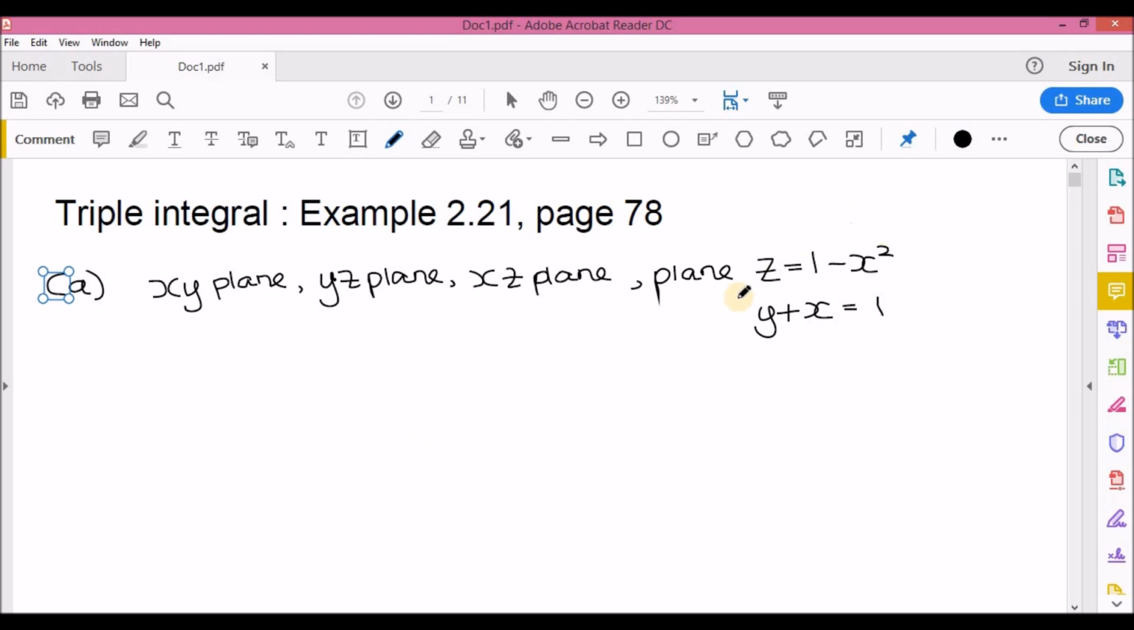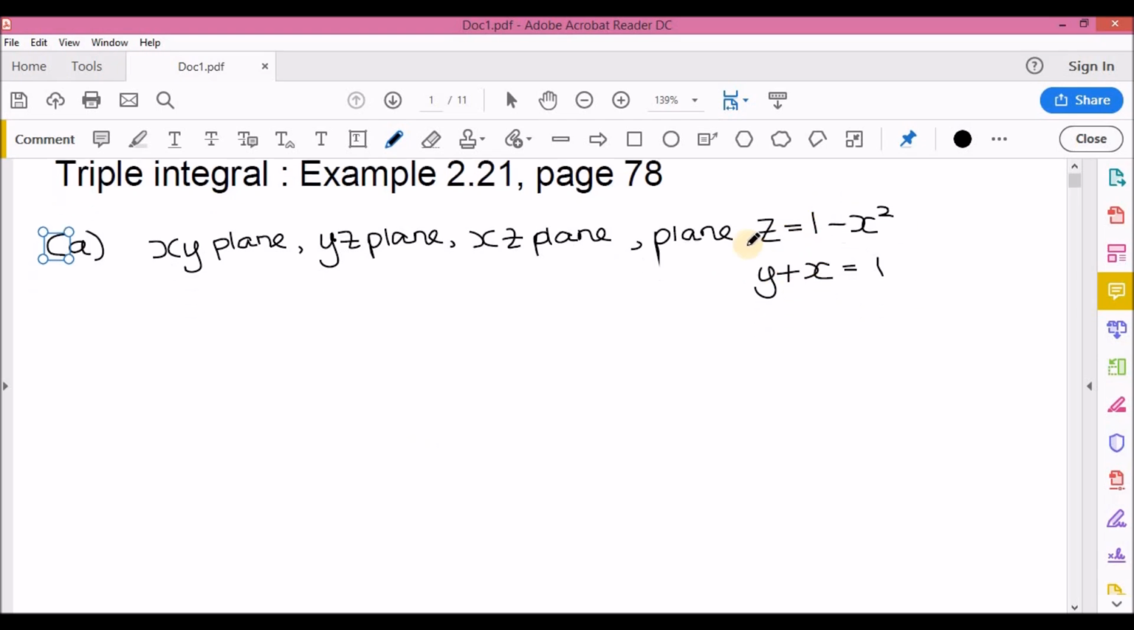So let's focus on these two equations. If we draw these two equations in a 2D diagram, for the first one, z equals 1 minus x squared, it is a quadratic function. According to this function, the coefficient is negative, so your graph will be an N-shaped curve.